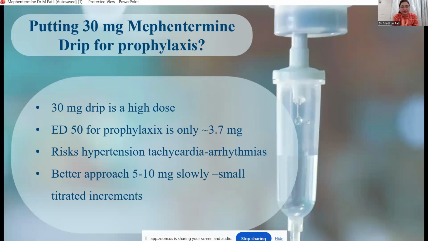Putting a 30 mg mephentermine drip for prophylaxis: 30 mg is a high dose. The ED50 for prophylaxis is only around 3.7 mg. So 30 mg of mephentermine in a drip will cause hypertension, tachycardia, and arrhythmias. A better approach is to use 5 to 10 mg slow IV boluses in small titrated increments.